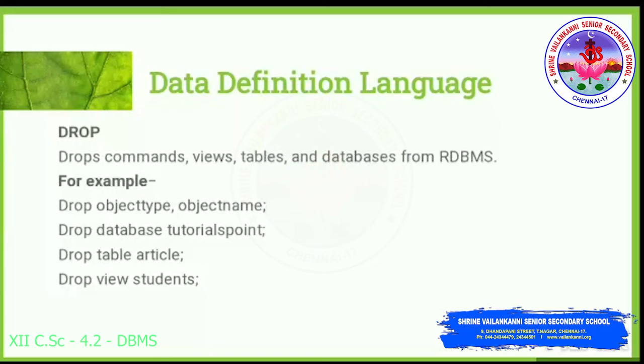Drop commands delete tables and databases from the RDBMS. For example, drop object type, comma, object name. So here we are dropping the attributes. Drop database tutorials point, so here the database itself is deleted. Drop table article, here the table is deleted. Drop view students, we are deleting the view table.